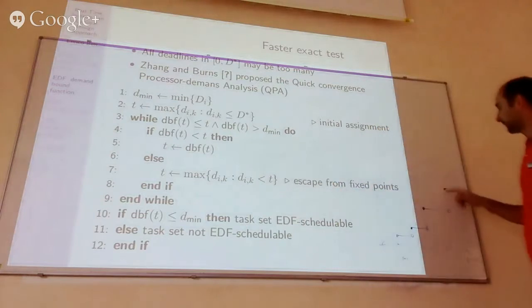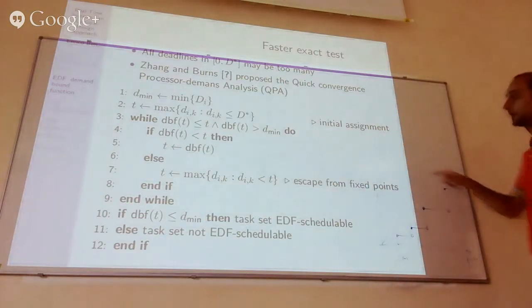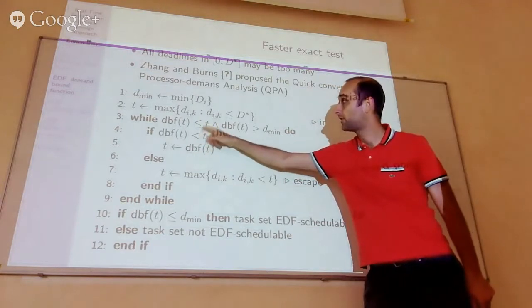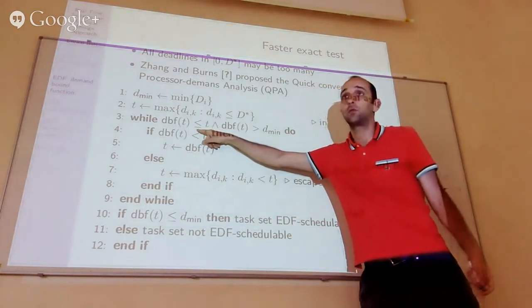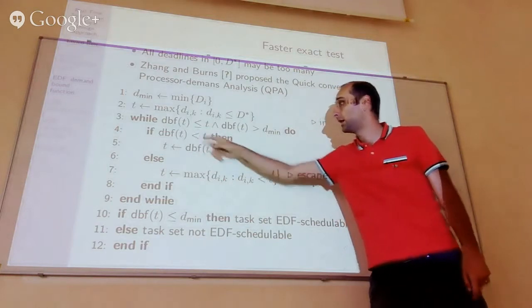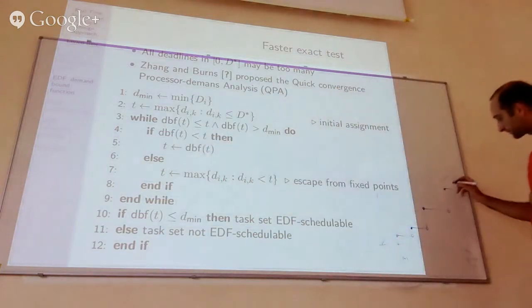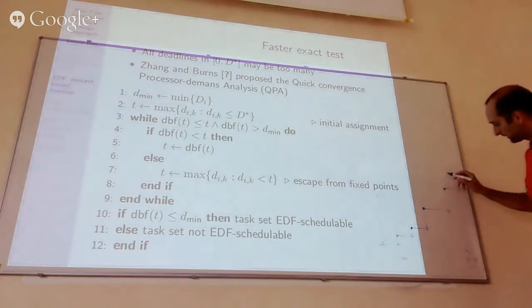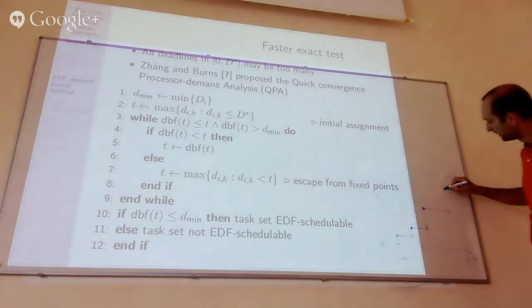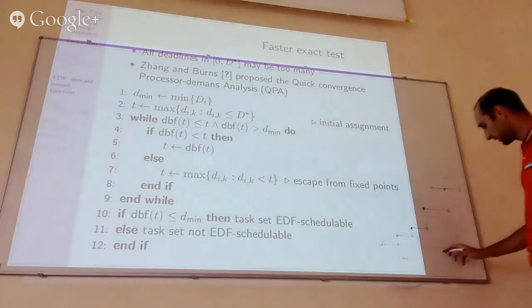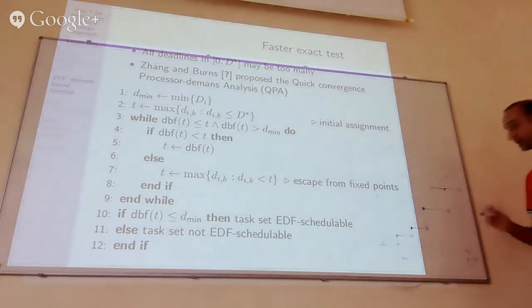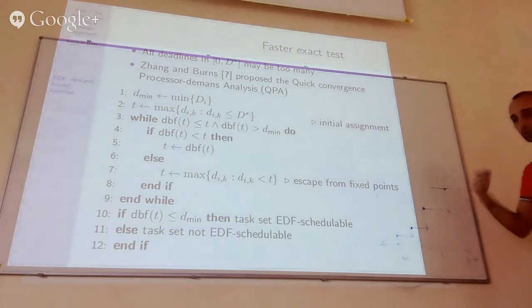So if the DBF of T is strictly less than T, because now we know inside that it is less or equal, the only two options are strict or not. If it's strict, then we set T equal to the DBF. So basically what we do, we take the DBF here, and we go to this point. Sometimes when we evaluate a recurrent function recursively, we do this kind of pattern. So here we go here. So we evaluate here.